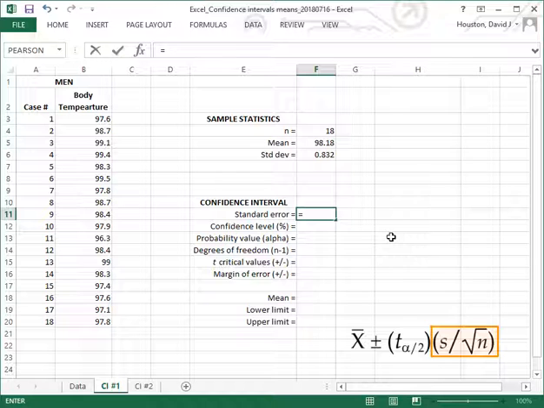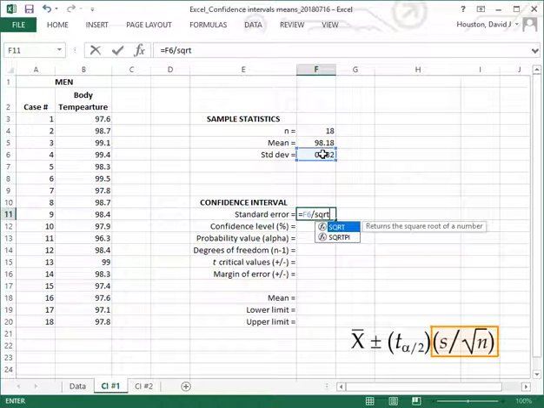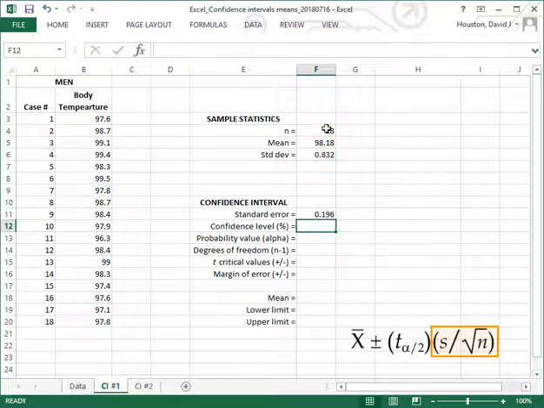Now to construct the confidence interval, let's go ahead and find the standard error. The standard error is going to be nothing more than the standard deviation divided by the square root of the sample size. And our standard error here is 0.196.